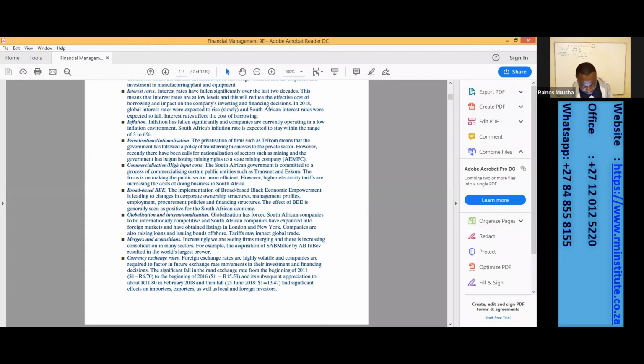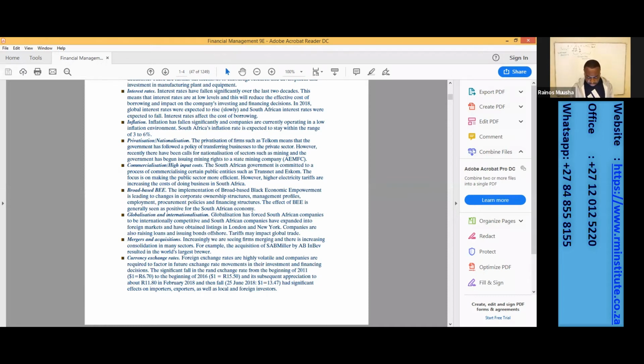Then we also look at mergers and acquisitions, and here they say increasingly we are seeing firms merging, and there is increasing consolidation of many sectors. For example, the acquisition of SABMiller by AB InBev resulted in the world's biggest brewer. So this is where the acquisition of SABMiller, remember, by that German company, basically ended up creating a big company, which is the world's largest brewer. So this is how companies can grow and increase their market share through mergers and acquisitions as well.